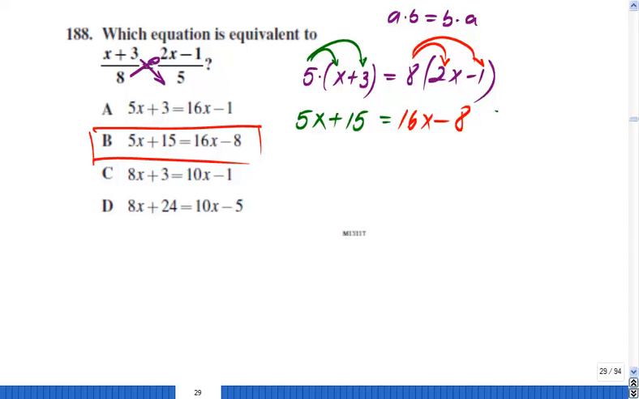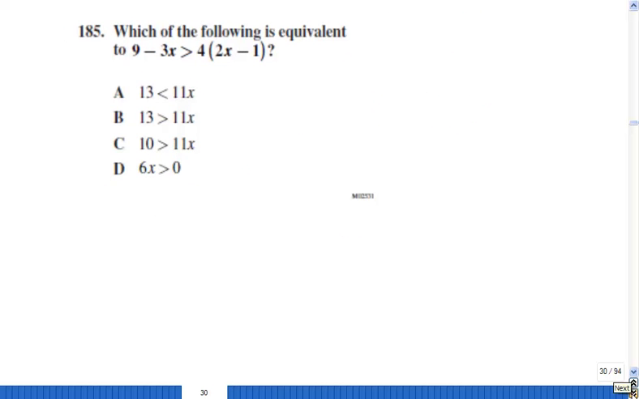You may have one of your proficiency exam questions that will look like this. And I know it sounds unbelievable, but some of the questions are really easy. Which of the following is equivalent to this expression? All right, let's see this one. 9 minus 3x greater than or equal, I'm sorry, 4 times parenthesis 2x minus 1, close the parenthesis. Okay, well, you have to multiply that 4 to everything inside, okay? And your inequality becomes 9 minus 3x, doesn't change, greater than 4 times 2x, 8x, minus 4 times 1, 4.